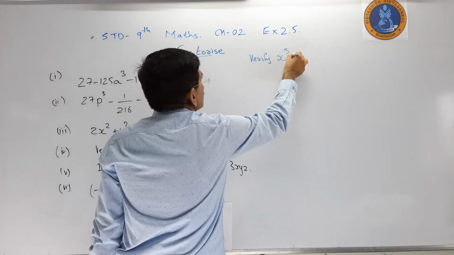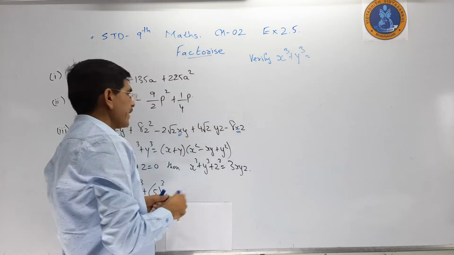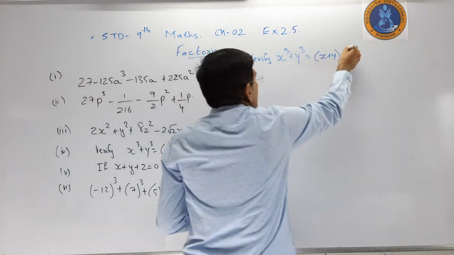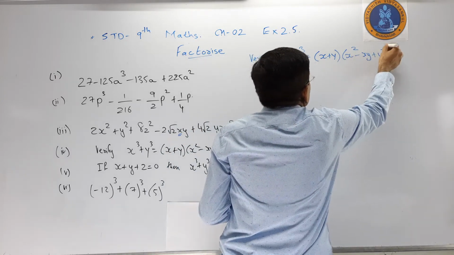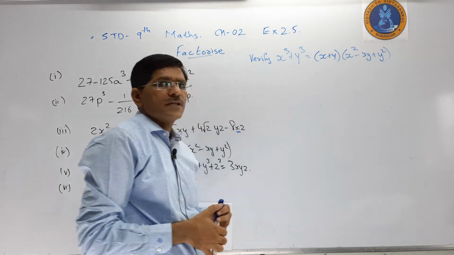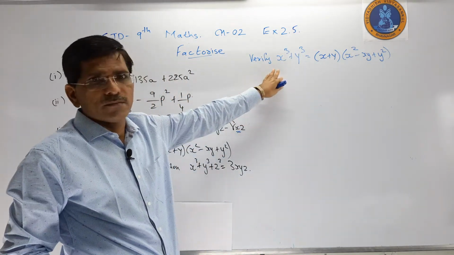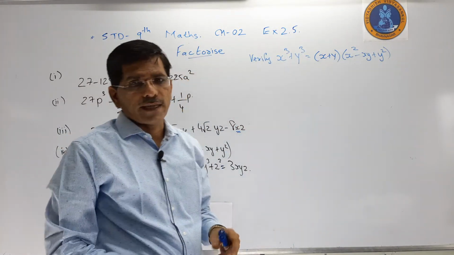x cube plus y cube is equal to x plus y in bracket x square minus xy plus y square. Just open the bracket and clear it. We can get x cube plus y cube. So start from the right hand side.